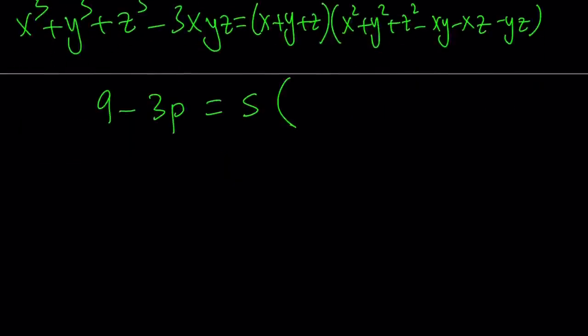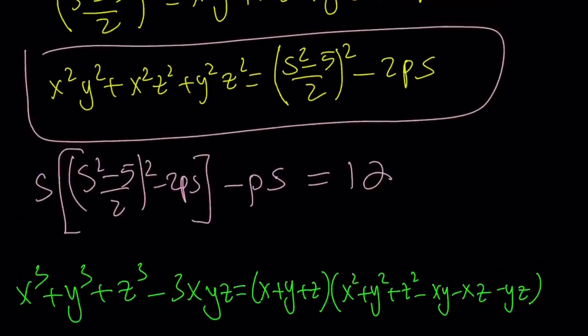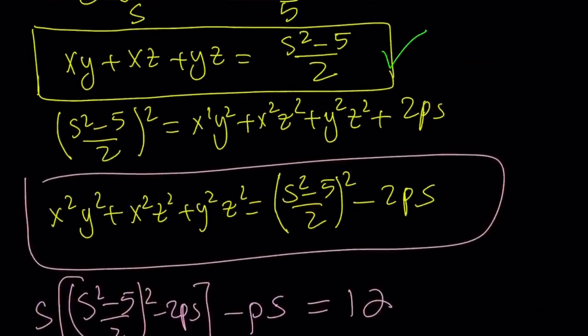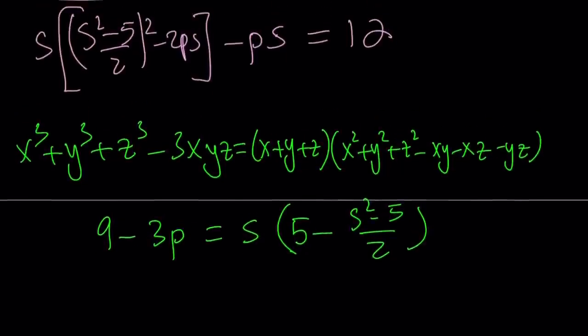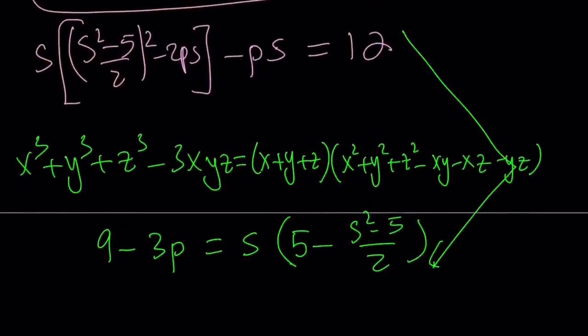And now remember, for x squared plus y squared plus z squared, I have 5 minus, and also for xy minus xz minus yz, I should have an expression which is this one, s squared minus 5 over 2. Awesome. Now I know this looks kind of confusing, but what we have here is a system in two variables. It's not linear or quadratic. It is kind of quintic, but that's okay. We'll take care of that.